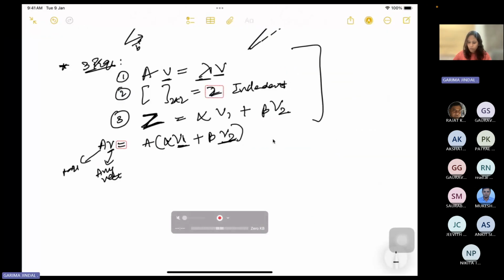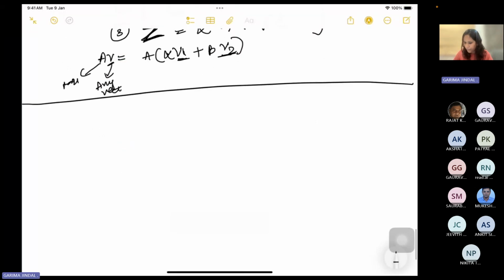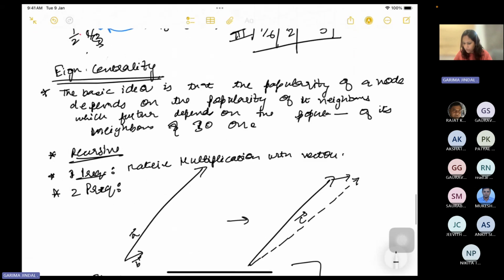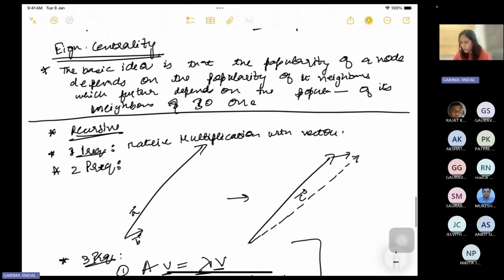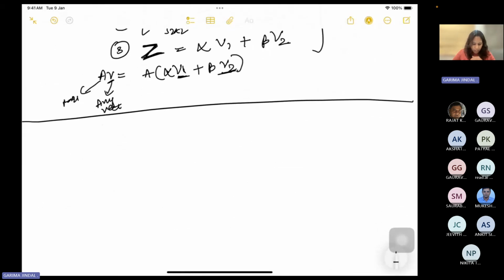Okay, so now we will move back to our derivation. So these were the prerequisites. Maybe I'll share these notes with you. I think that will be better, right? So yeah.